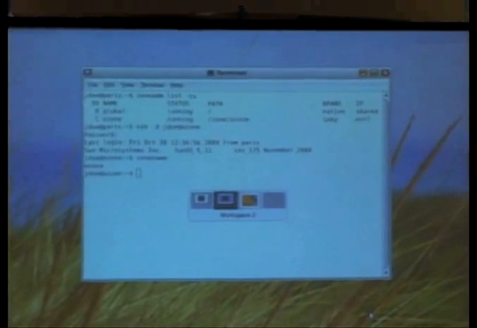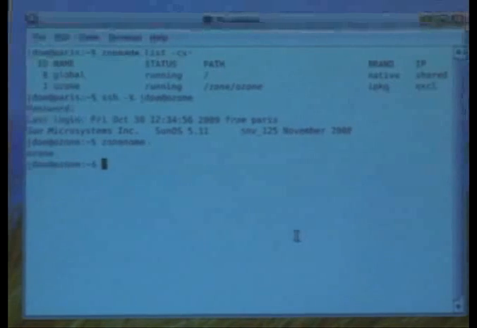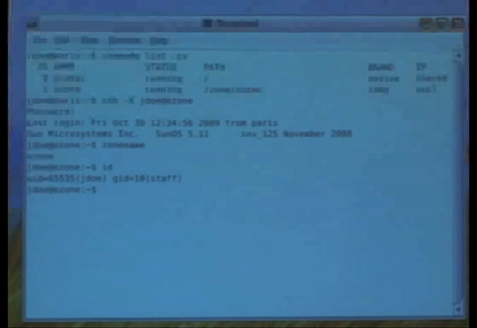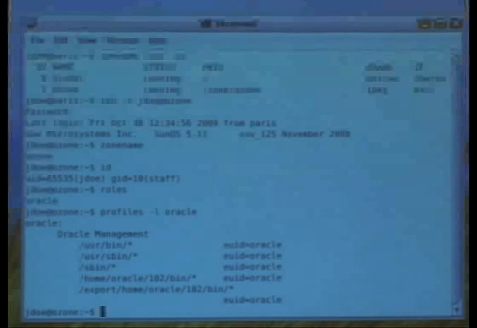Good, so let's go back to the demo and let's see how this looks in reality. So page 20, and here I need to go to this window. I'm already in the zone O zone here. My ID is currently JDO. If I look at the roles that I have, one role assigned, namely the Oracle role. And if I look at the profiles that are associated with Oracle, it's just what you saw on the previous screen, right? So you have basically these directories with the binaries that you're allowed to execute here.